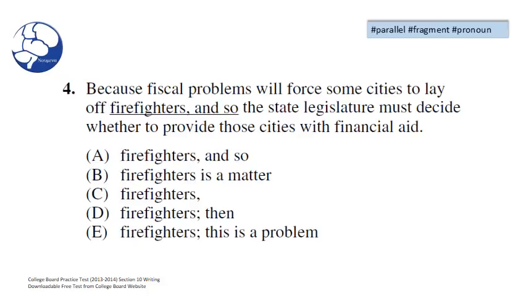Because fiscal problems will force some cities to lay off firefighters, and so the state legislature must decide whether to provide those cities with financial aid. Okay, looking at A, I see an error in A, so let's go ahead and eliminate A. I see a different error in B. B is gone. C looks okay, we'll keep C. I see an error in D and the same error in E, and C is our answer.